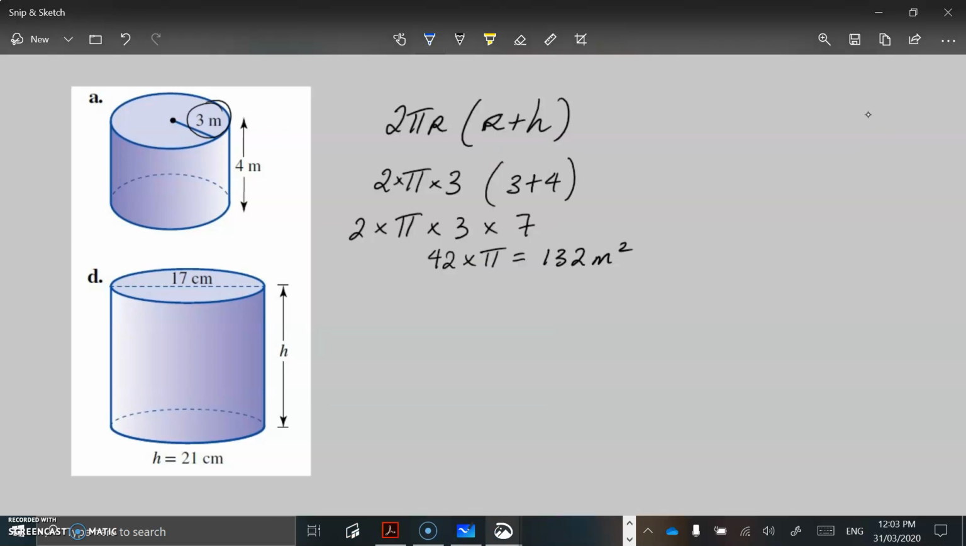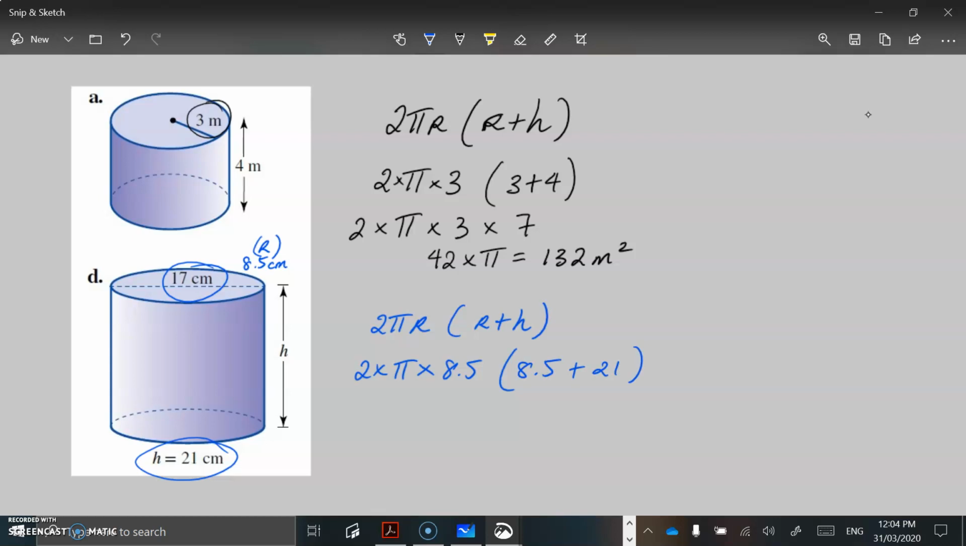Moving on to the next one here. Notice that instead of having the radius, we have the diameter of the circle. So we need to change that to 8.5 centimeters, because that's going to be our radius. Okay, so we've already got a height which is 21, and we can essentially put this back into the formula, 2 pi r plus h. So 2 times pi times 8.5, and then 8.5 plus 21. Okay, 21 plus 8.5 is 29.5.